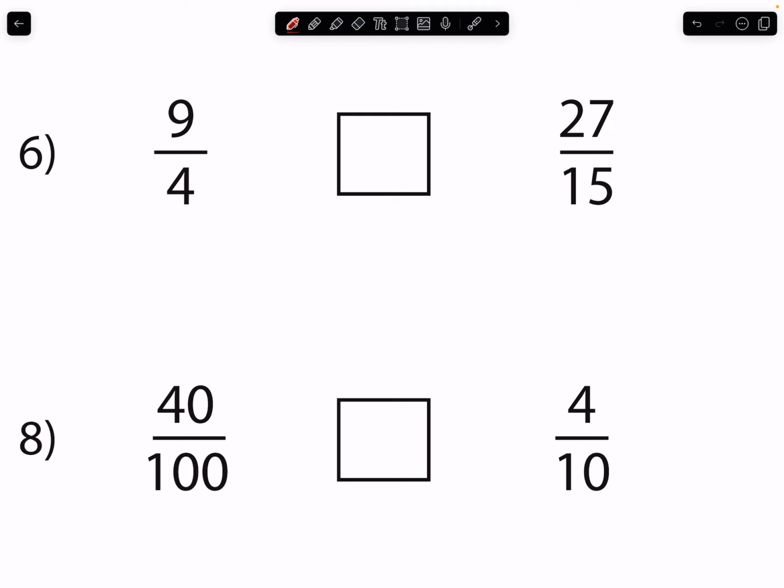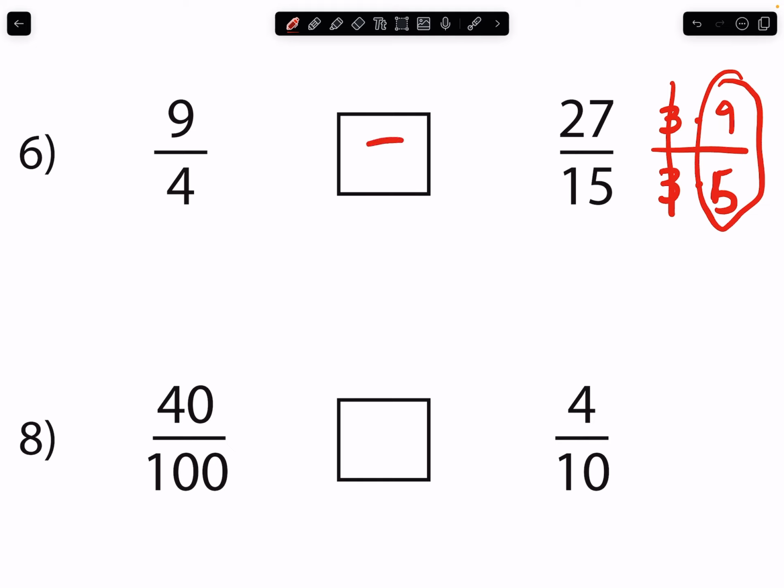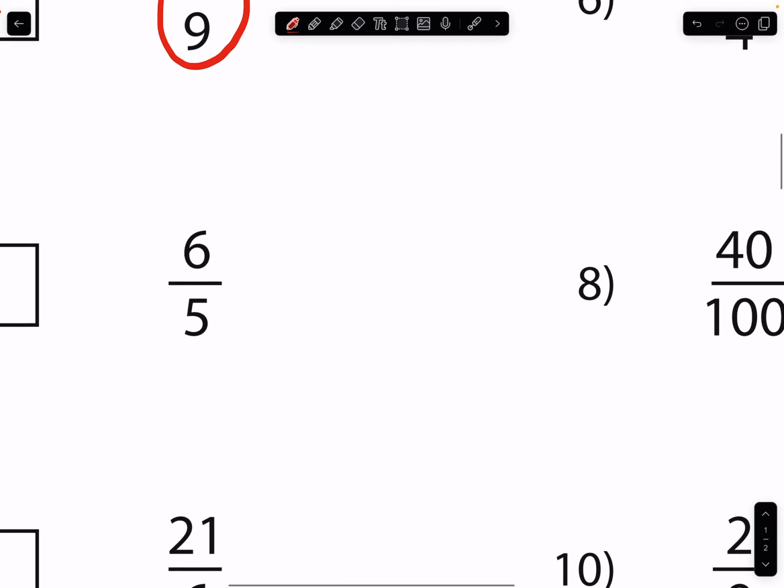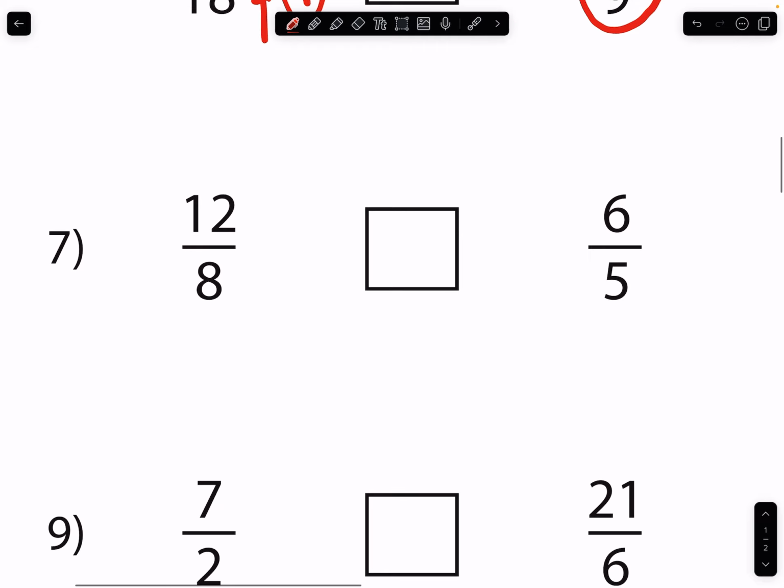9 and 4, it's not a count by 2 number. It's not a count by 3 number. They do not have anything in common, so I can't do anything with that one. These two, if I look on my multiplication chart, on my count by 3s, I can have a 3 out of both of them. This one is 3 times 5, and this one is 3 times 9. So I eliminate that, left with 9/5. 9/4 and 9/5 is not the same thing.